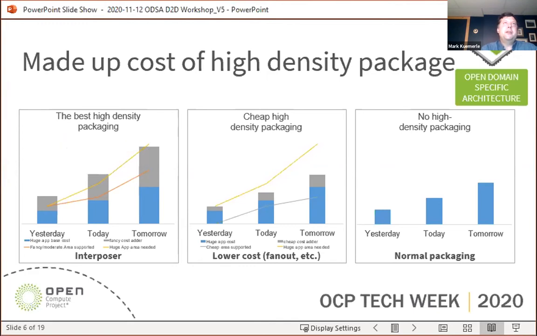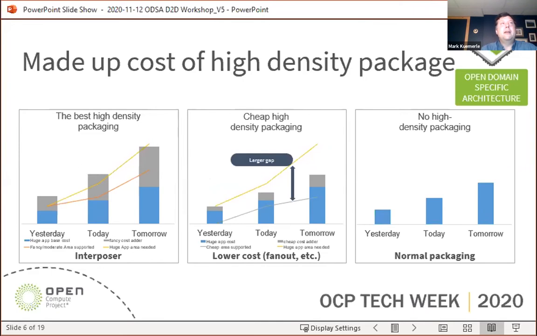So I also wanted to look at cheaper high density packaging, because this is really interesting, as it's a much lower cost overhead than this really high end stuff. When we look at the more affordable high density packaging, it certainly shows that there's a lower cost adder as we go through the needs of yesterday, today, and tomorrow. But the gap between what the applications are driving and what the technology can achieve is growing wider, because we just aren't keeping up, or we're not able to catch up to those very high end drivers.